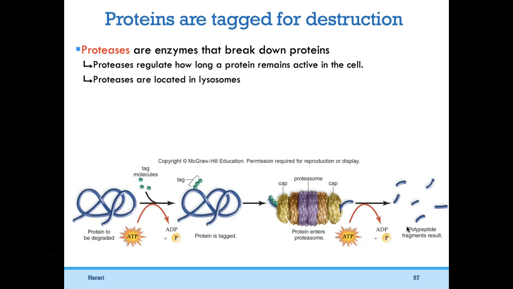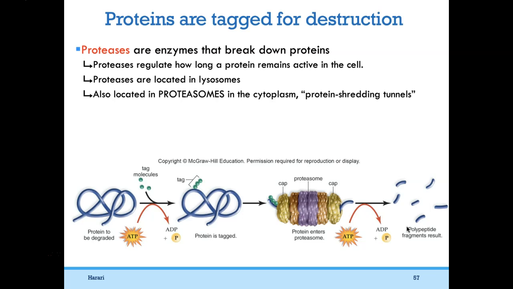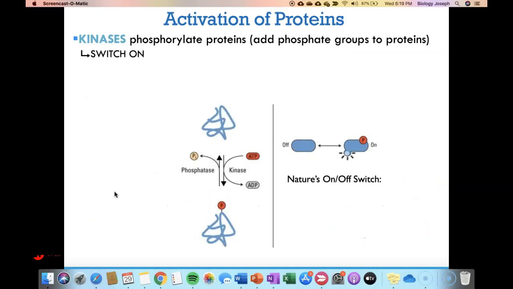And these proteases are located in the lysosomes, which are the garbage disposals of the cell. There are also structures called proteasomes in the cytoplasm that are like tunnels that shred proteins. So some proteins that are damaged or no longer needed are tagged with special molecules. And once it's tagged with special molecules, it's doomed and it is shredded by the proteasome into lots of fragments.